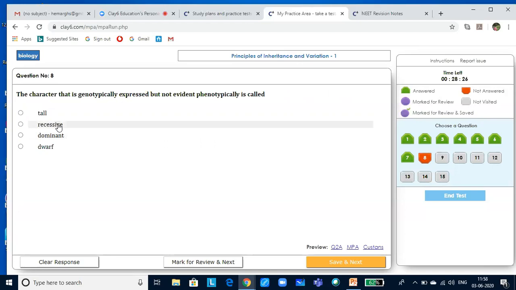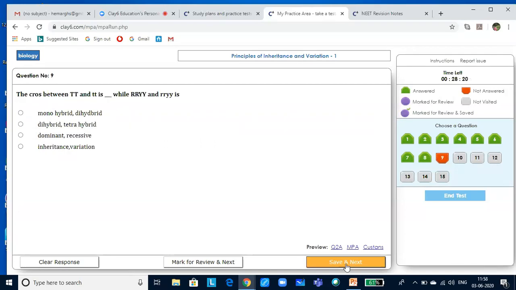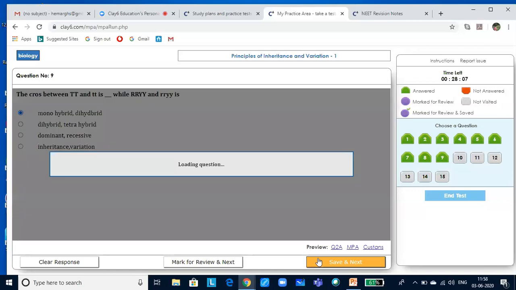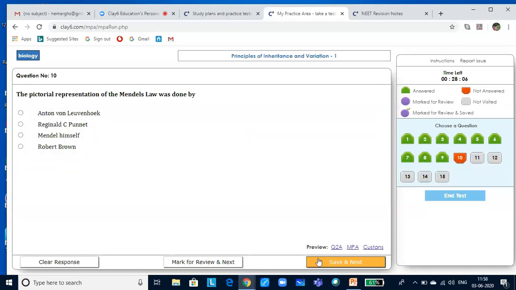The cross between capital T and small lowercase t is a monohybrid cross. When you look at the other part of the question, it is a dihybrid cross. So one is monohybrid and the other is a dihybrid. The pictorial representation of Mendel's law was done by Reginald C. Punnett. That is what we call a Punnett square or a checkerboard.